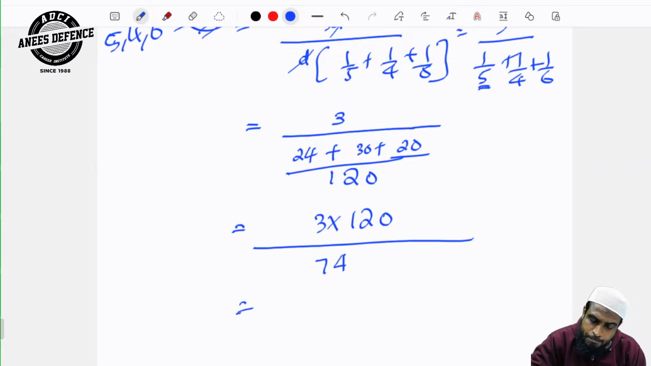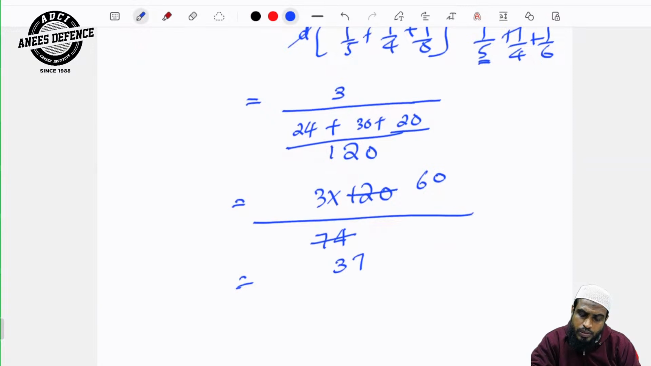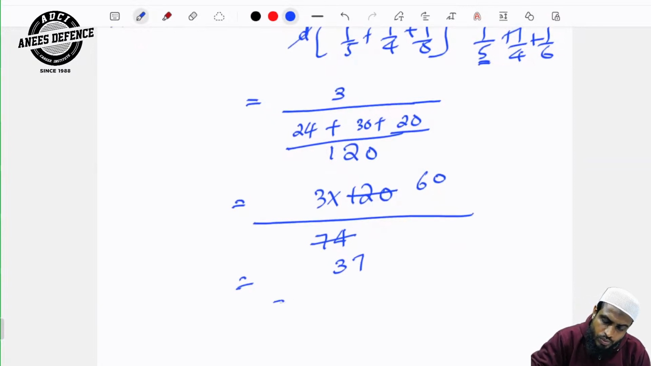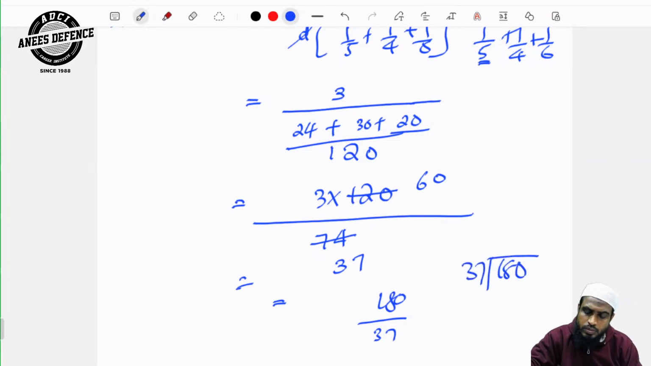So 6 into 60 into 2, 30, 37. So you have to do it. 3 into 60 is 180. 180 by 37. How much? 4. 4 into 7, 28. Remaining 2, 148.